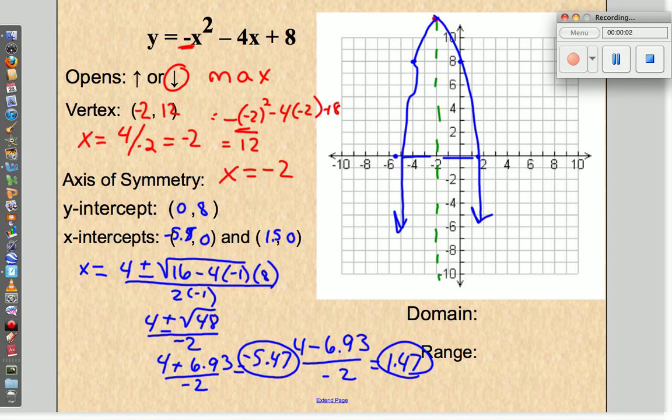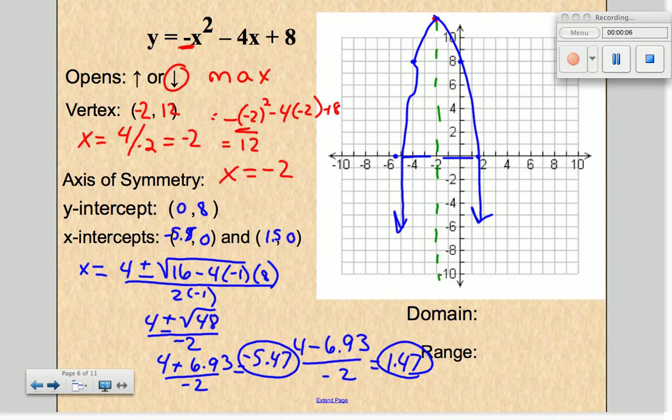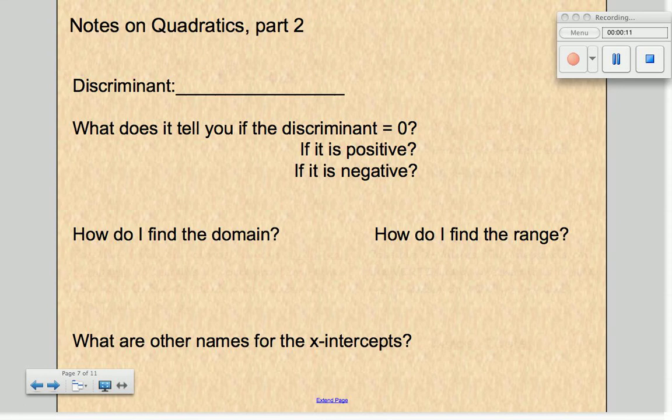Okay, so here's where we left off, and this would be the video Quadratics Part 3. Let me move on to the next slide. Here are some more notes for you. A couple things now that we need to work out.